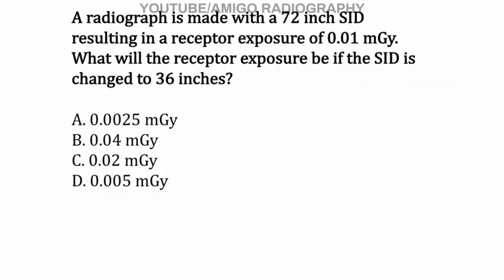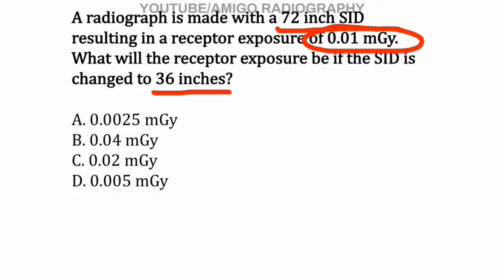Problem number 1. A radiograph is made using a 72-inch SID, resulting in a receptor exposure of 0.01 milligray. What will the receptor exposure be if the SID is changed to 36 inches? So the thing to notice here is that the SID is changing. We have an initial receptor exposure of 0.01 milligray, and our initial SID is 72. Our new SID is 36 inches. So how will the receptor exposure change when we change the distance?